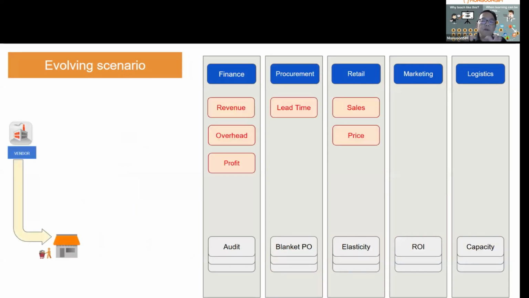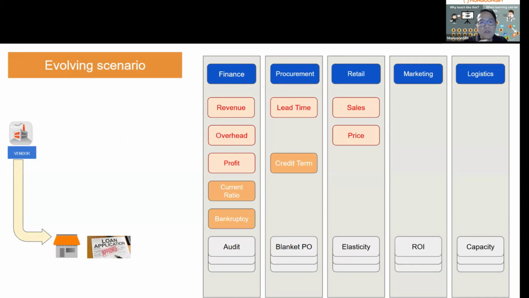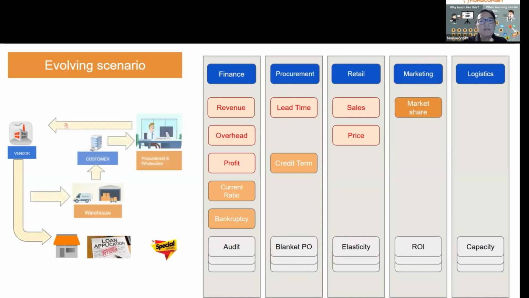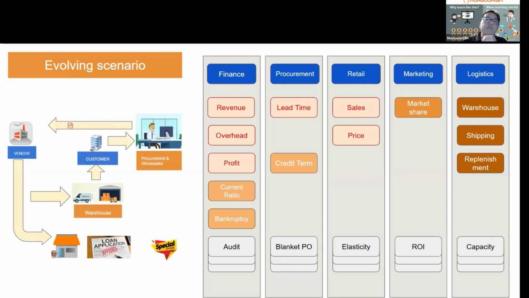Okay, so from another angle, with a simple scenario like that, you can start with having your student run a simple game, and then they will expose themselves to concepts such as revenue, overhead, profit, lead time, sales, pricing, and so on. And then when you give them loans, they'll pick up more micro concepts, and you give them marketing, they'll pick up more concepts, and logistics and so on. So that's how you teach with MonsoonSIM.